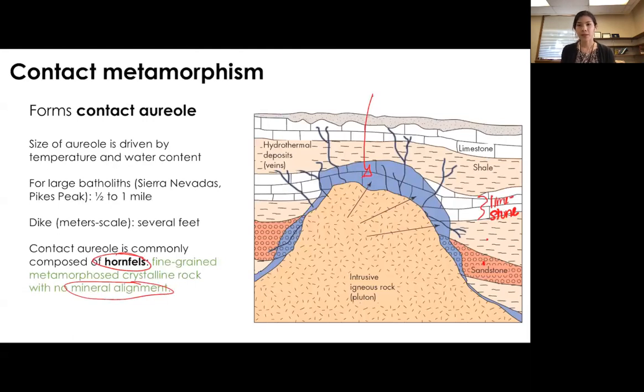A mineral alignment is going to be caused by pressure differentials. So if you pressurize a system by pushing two things together, you can imagine that those things in the center will start to align based on the pressure directions. Since contact metamorphism doesn't contain any pressure, we don't see that alignment.